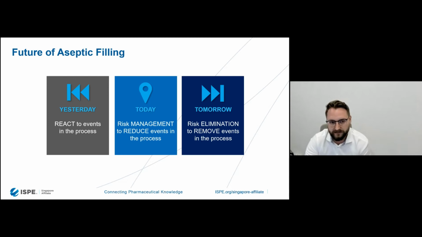Then taking that step into the future, we want to remove the probability of these events occurring. That would be, again, removing the operator from the process to ensure there is no microcontamination from the operator themselves.